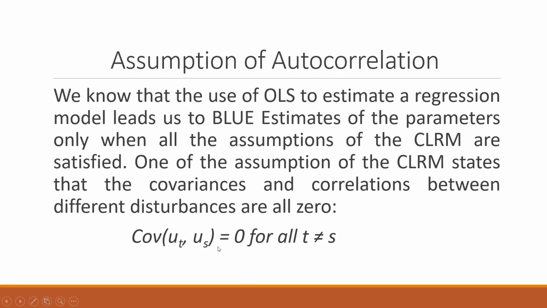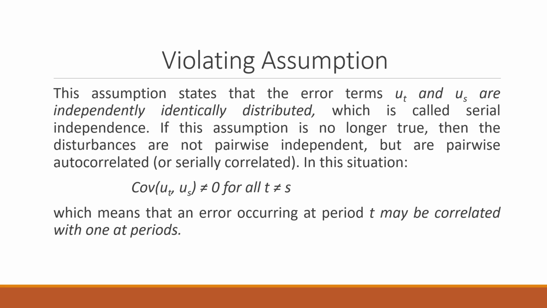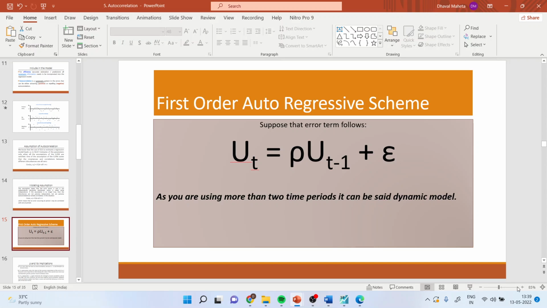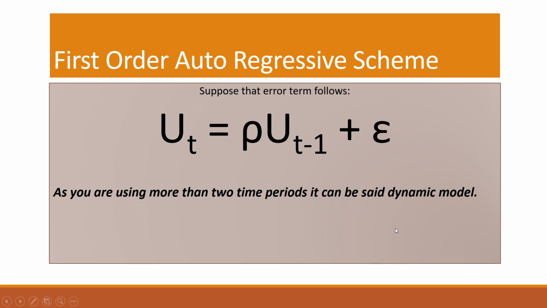Now, there are some assumptions of the classical linear regression model, that the covariance between two successive errors, that is, the two disturbances, should be equal to 0. But in case of autocorrelation, in case of time series, this is violated. As this is violated, if I consider the error at t and the error at t minus 1, and I run the regression, I'll get some value of rho. This is known as a first order auto-regressive scheme.